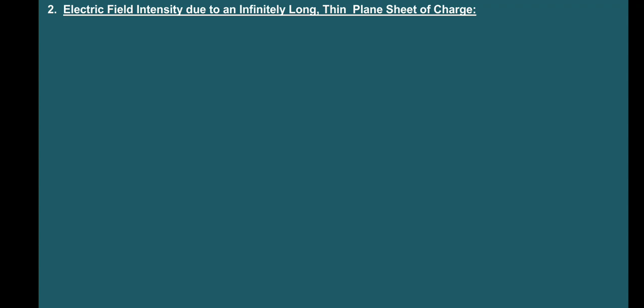Welcome back. Last class we discussed Gauss law and its application. We discussed the first application, that is electric field intensity due to an infinitely long straight line conductor. Now we will discuss the electric field intensity due to an infinitely long thin plane sheet, in the sense of a normal paper.